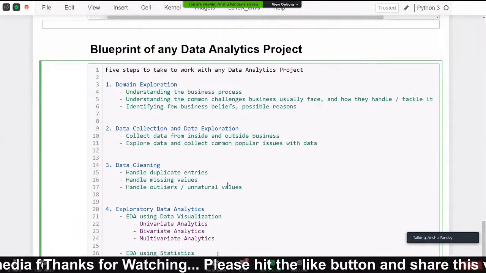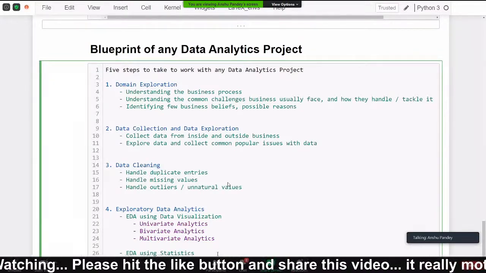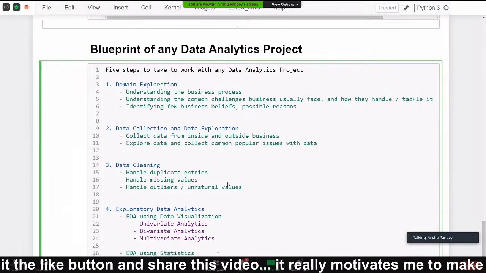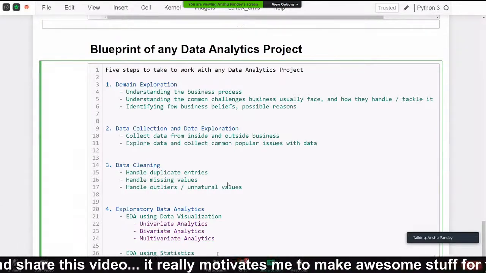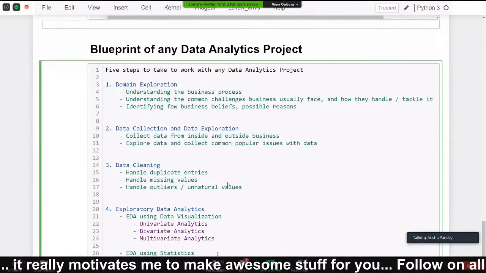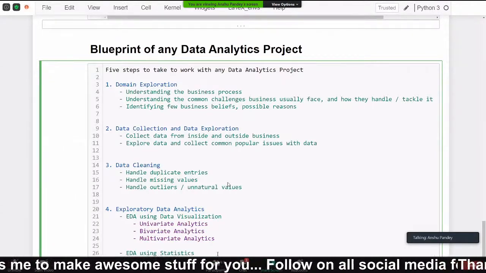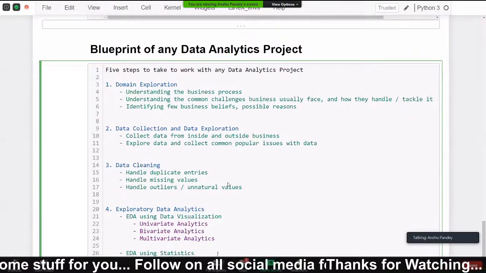So yeah, this is the journey of any standard data analytics project. The 5-step journey, you can think of this as a template that you can apply to any data analytics project, and we'll be using the same template for our project as well. These are the steps that we'll be following and implementing in this data analytics project. So I hope you are good with this.